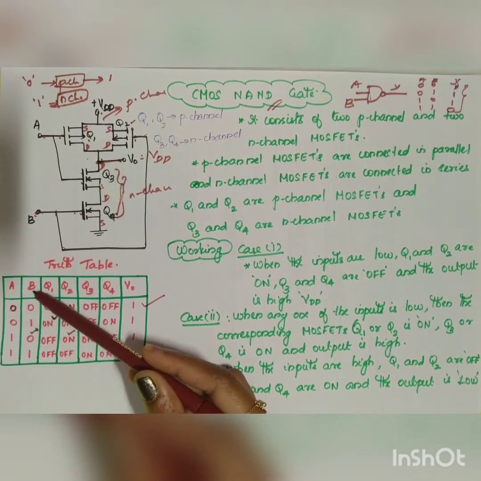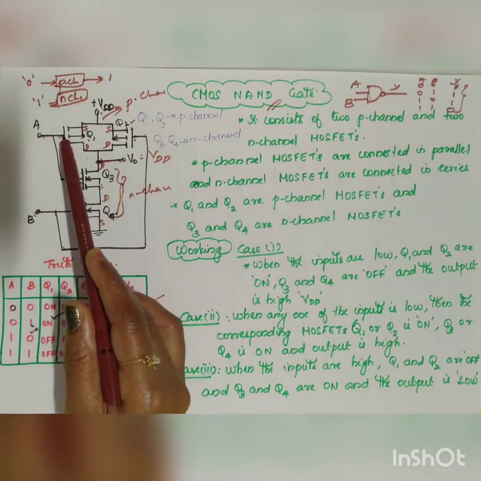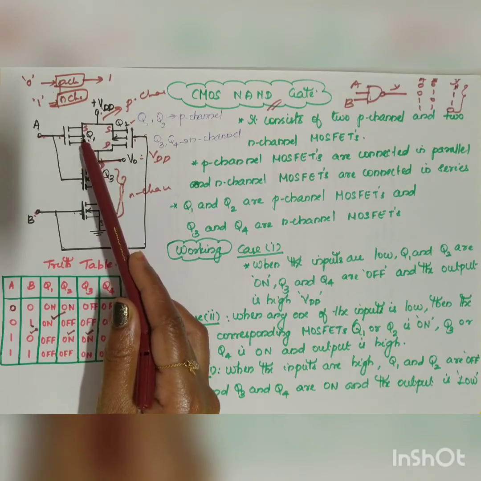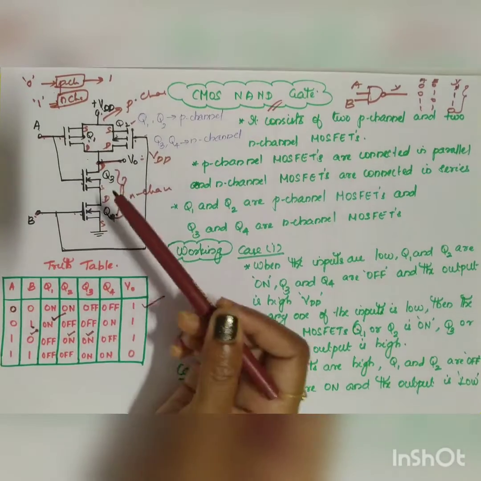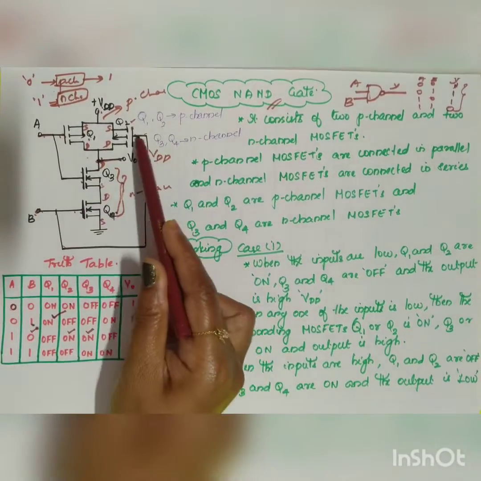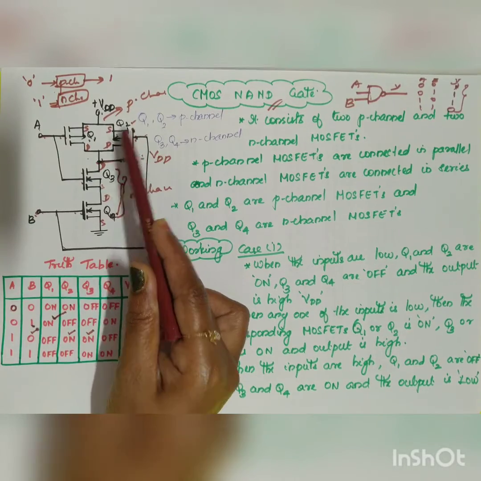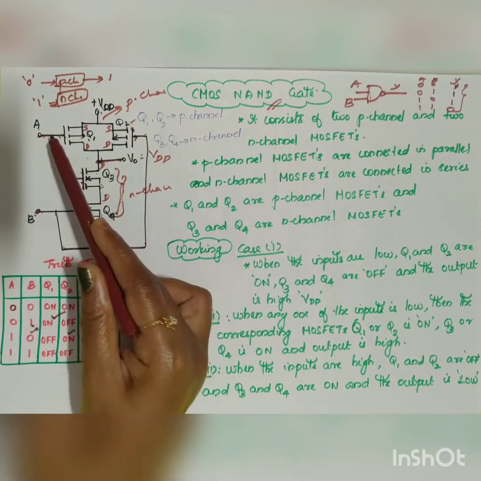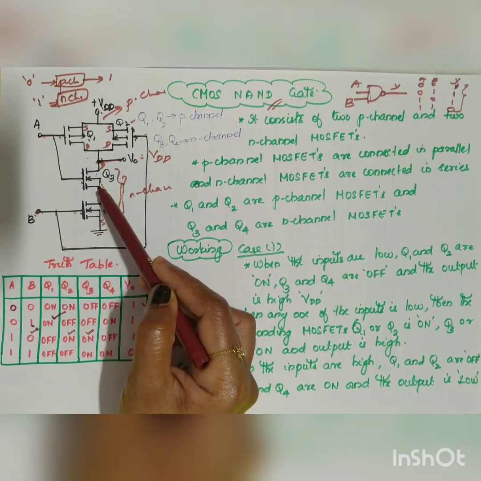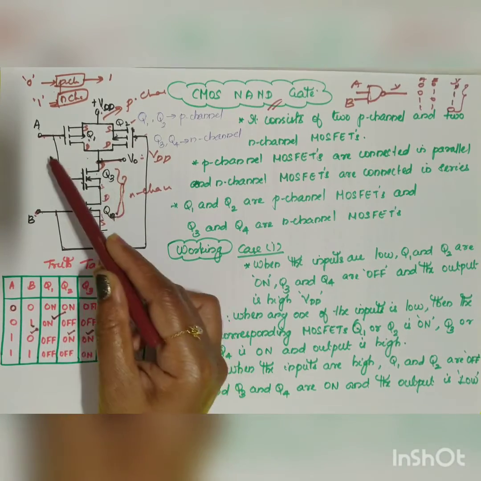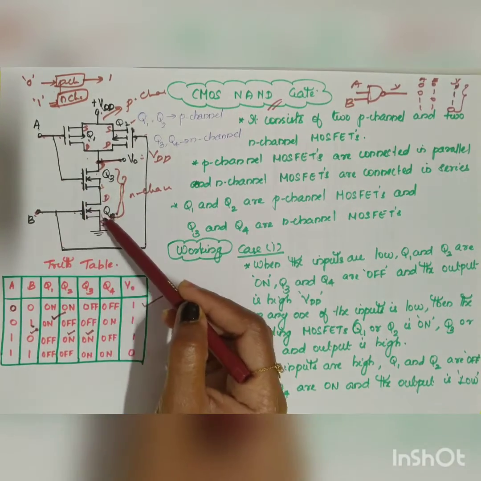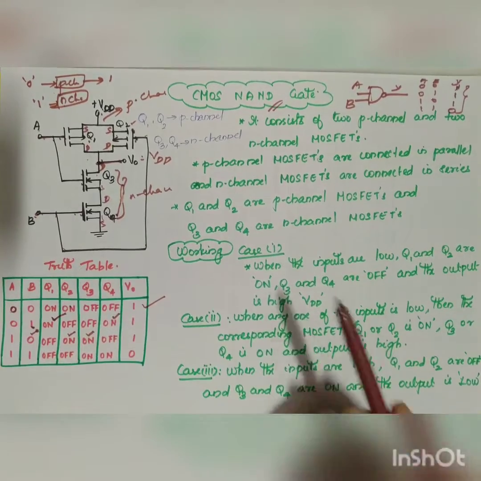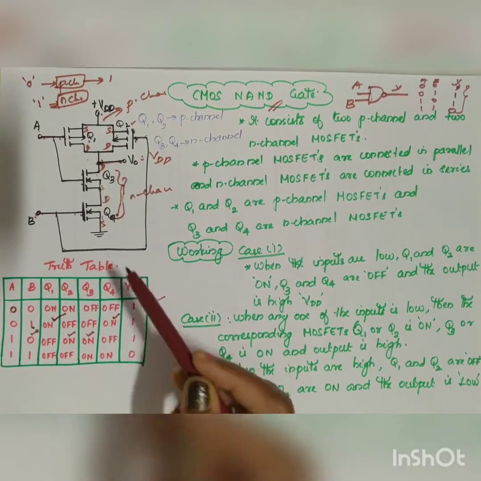A is equal to 0, B is equal to 1. So when A is equal to low, Q1 will be on, right? And B is equal to 1. Since B is equal to 1, Q2 will be off. Similarly, let us take for N channel. When A is equal to low, Q3 will be off, right? And when B is equal to 1, your Q4 will be on. So now what happened to your output?